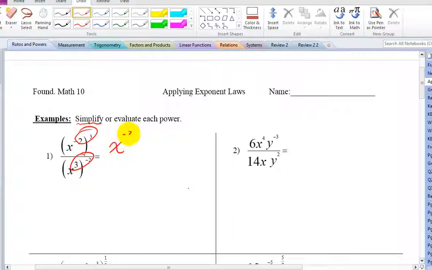So x exponent negative 2 times 3 over x exponent 3 times negative 2. That equals x negative 6 over x negative 6. What do we do when we're dividing the same base? Subtract. So we have x as our base, negative 6 minus negative 6. What does that equal?